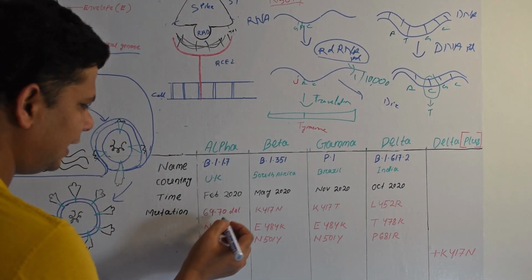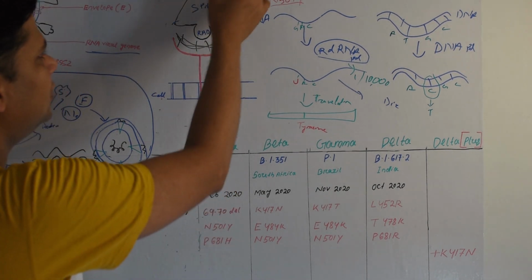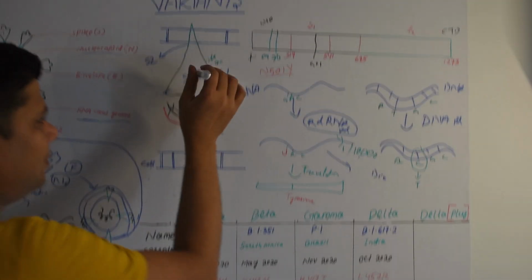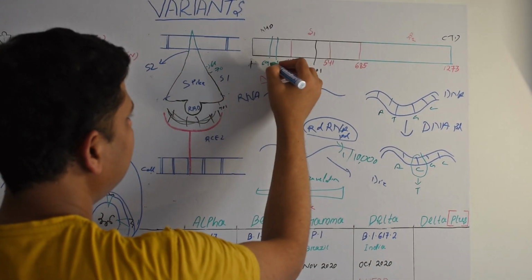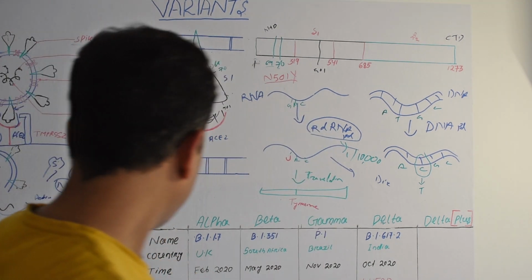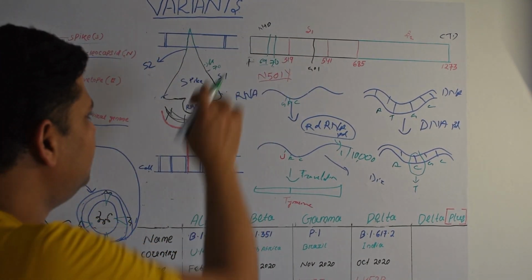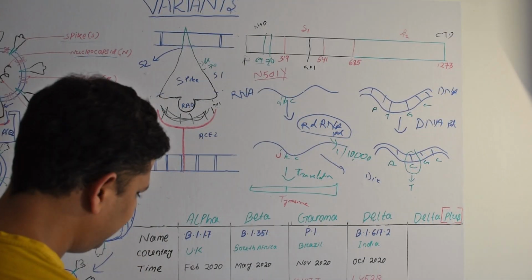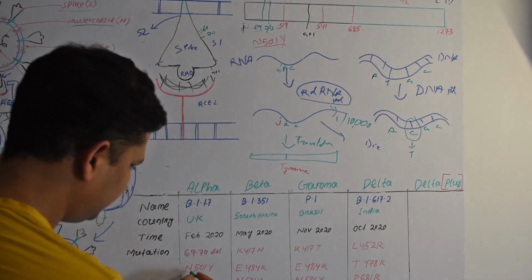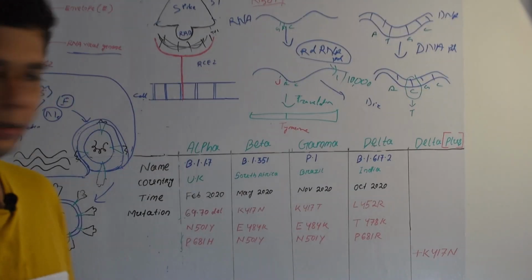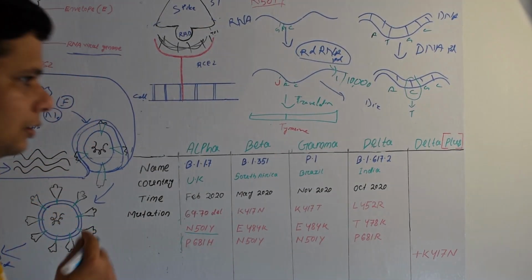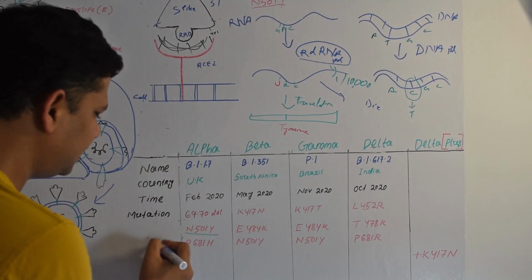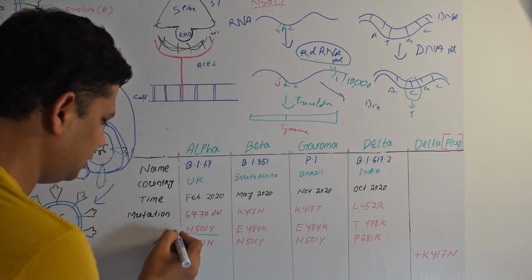First, the 69 and 70 amino acid deletion. Suppose here is the amino acid number 69 and 70, which are present on the S1 domain. These two amino acid deletions increase the infection rate. Another one which I already talked about is the N501Y mutation. This is the mutation which has the strongest affinity with the ACE2 receptor.